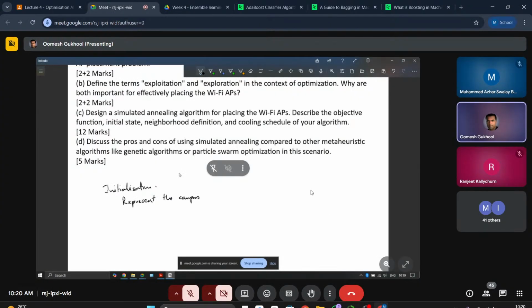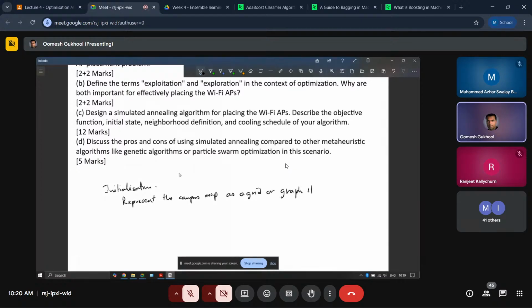Purpose: map the campus as a grid or graph structure, and randomly place an initial set of APs on the map.